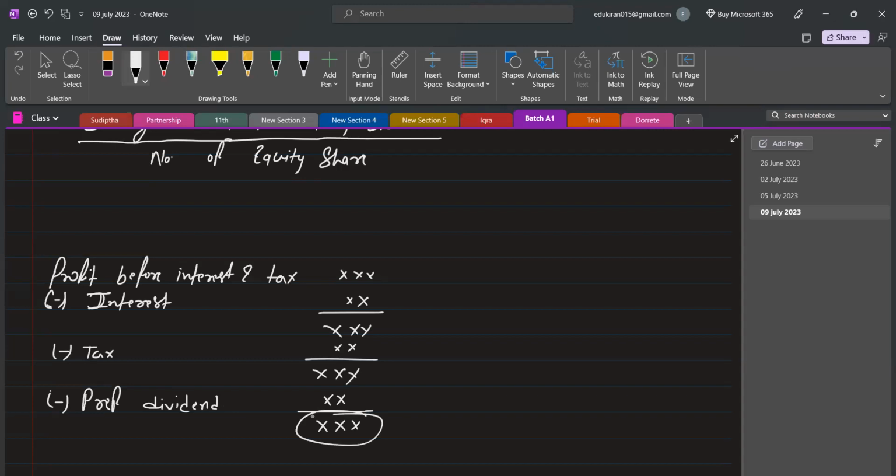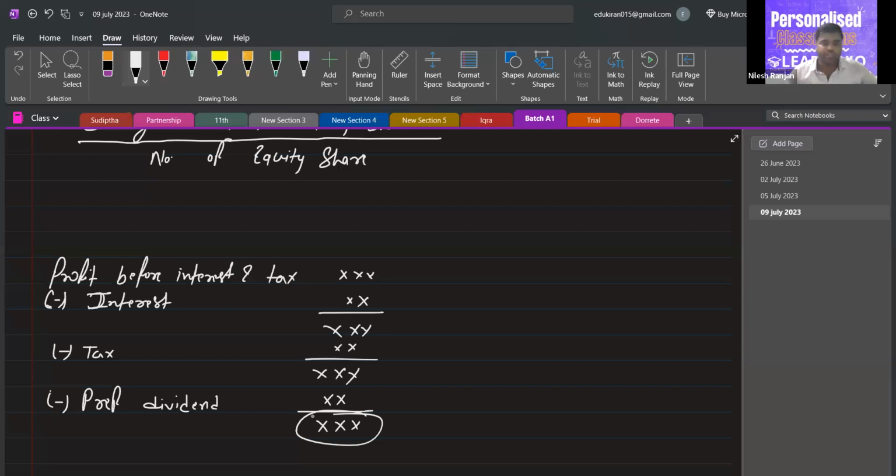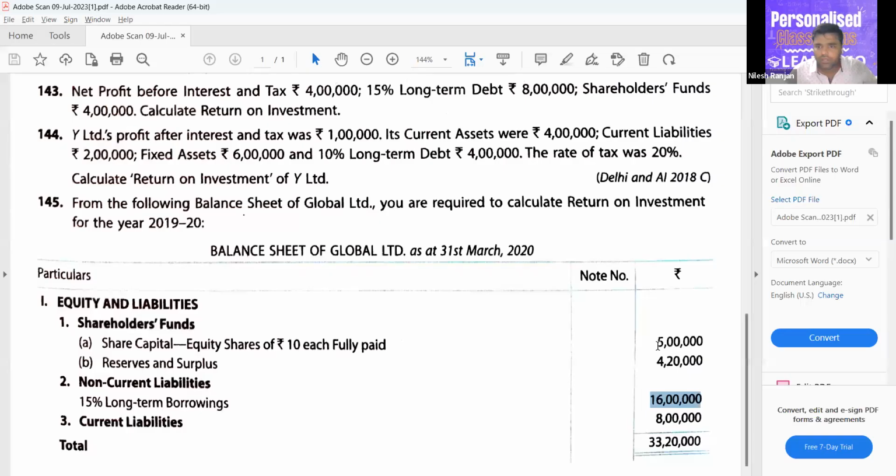Yes, sir. So we calculate earning available for equity shareholders, and the number of equity shares is generally given in the question. You can see this question also. 5 lakh rupees is the total amount of equity share, and the price of one share is 10 each. Okay. So total number of equity shares will be 50,000.